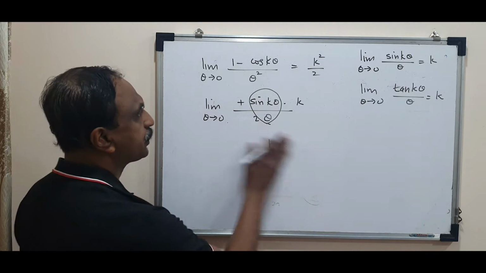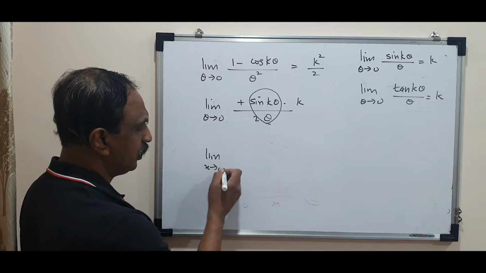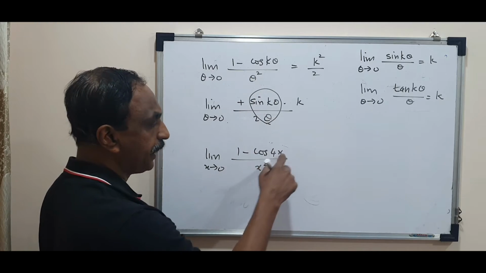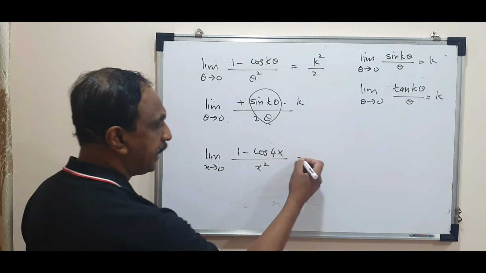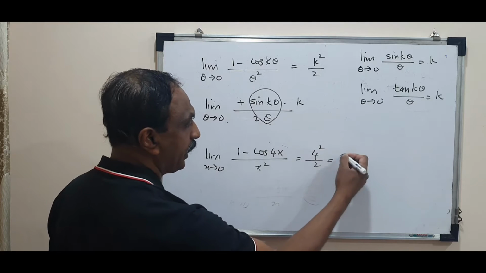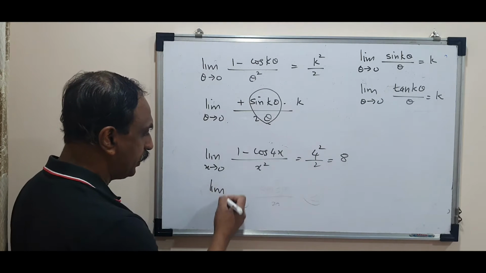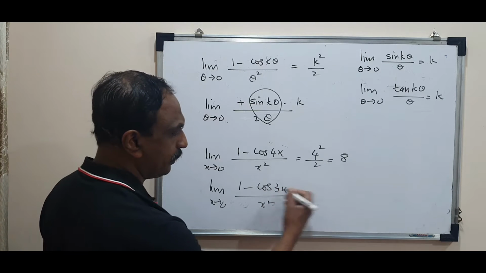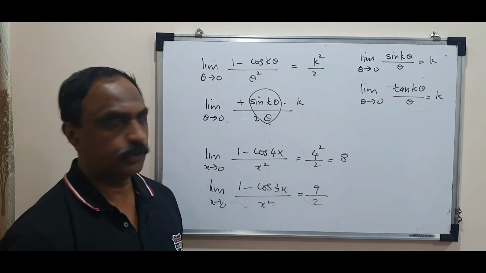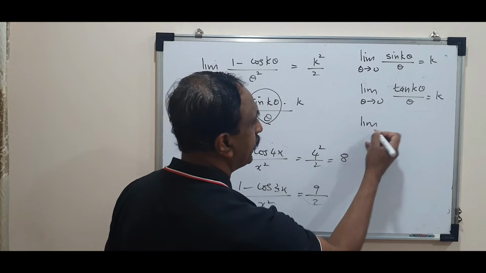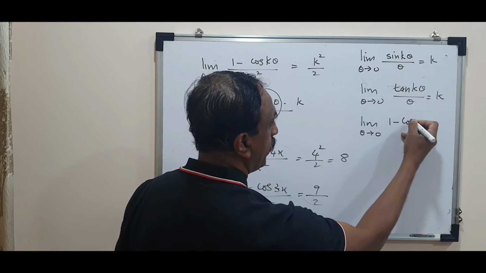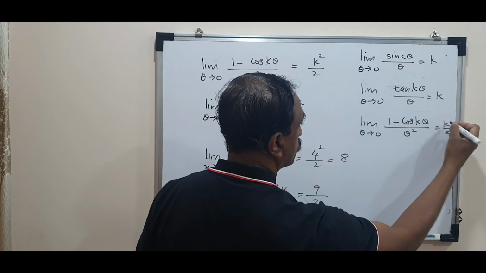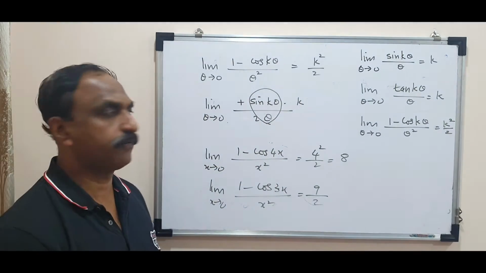So you can tell me fast, limit x tending to 0, 1 minus cos 4x upon x square. Remember, the denominator should be x square, x will not work. Then 4 square by 2, so 8 becomes your answer. Limit x tending to 0, 1 minus cos 3x upon x square. So the answer will be 3 square upon 2. So every time we will apply this formula directly. Limit theta tending to 0, 1 minus cos k theta upon theta square is k square by 2. If you forget the formula, use the derivative method.